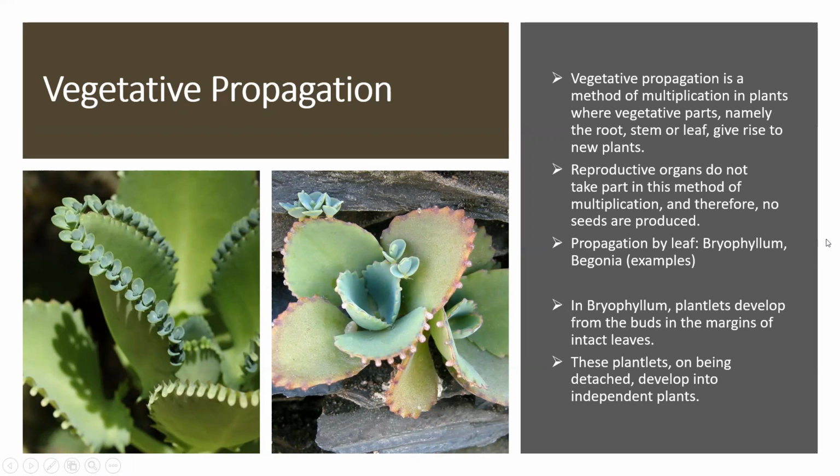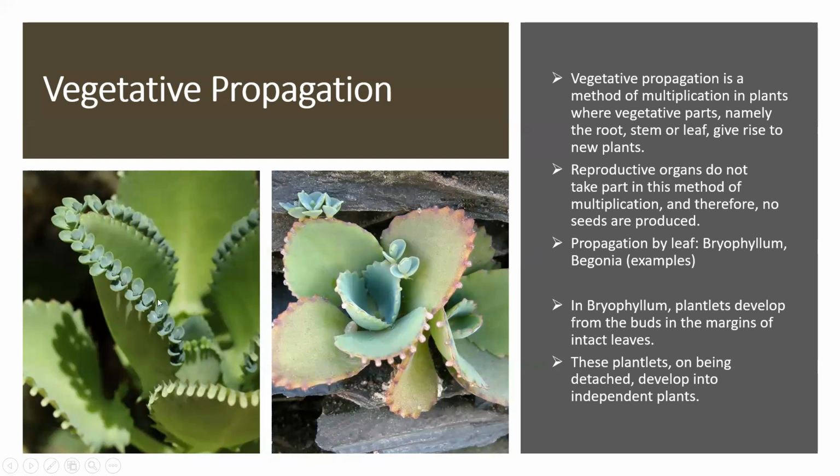Now, since we are studying the chapter of leaf in plant life, we are only taking a look at leaf, okay? So we'll only understand the propagation by leaf. Bryophyllum and begonia are the different plants that use this method. Let us understand about bryophyllum. In bryophyllum, plantlets develop from the buds of the margins of intact leaves. These plantlets, on being detached, develop into independent plants.